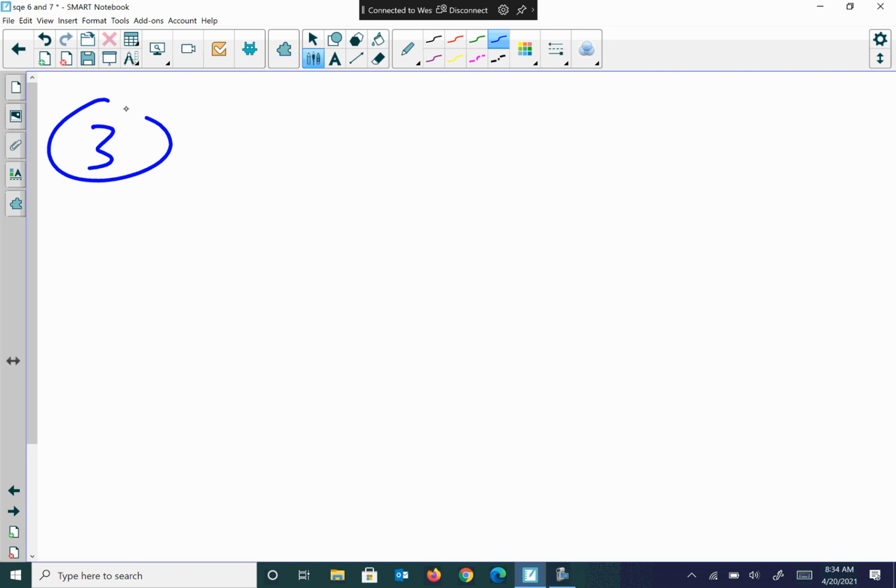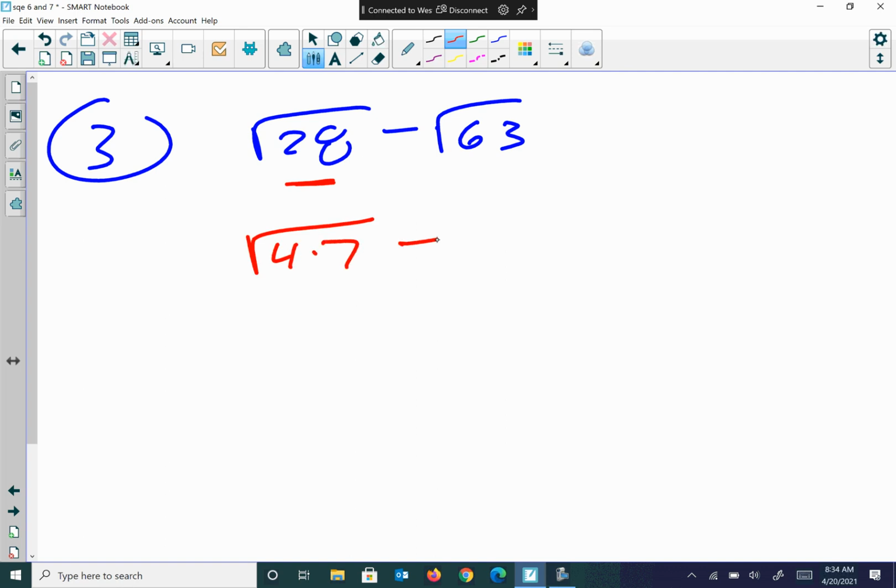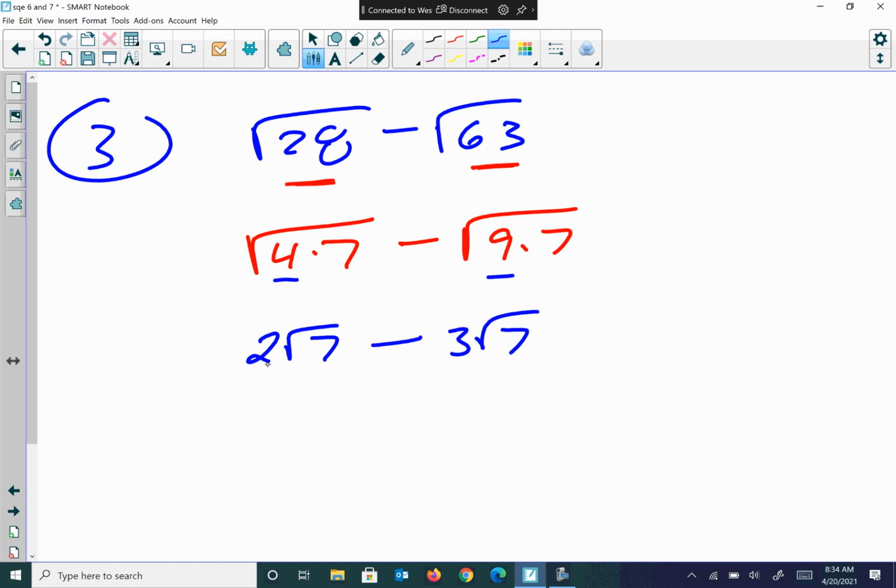Number 3, we got root 28 minus root 63. So I can't do anything with those right now as far as subtraction goes, but I think I could break this down to 4 times 7, and I think I could break this down to 9 times 7. And the reason I chose the 4 and 7 and the 9 and 7 is the 4 is a perfect square. Good, yeah. Square root of 4 is 2, so that gives me 2 square root 7. Square root of 9 is 3, so that gives me 3 root 7.